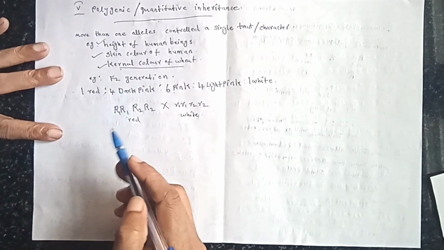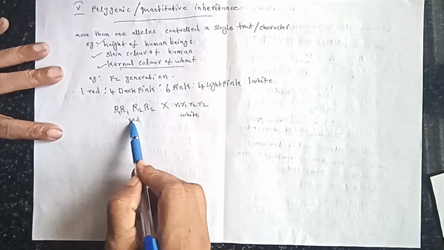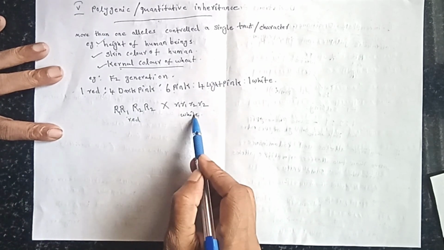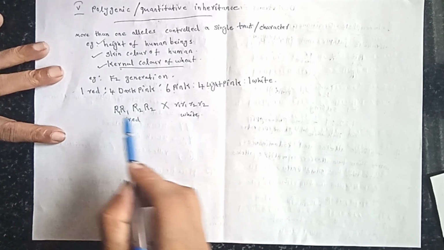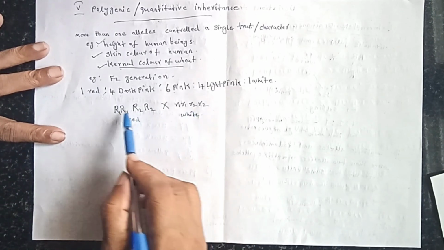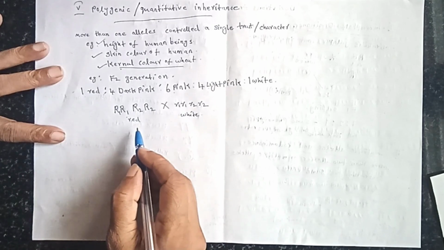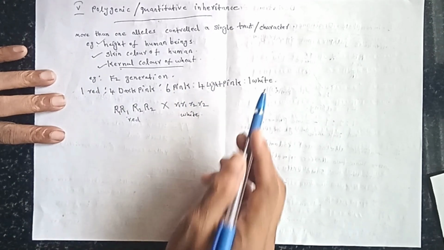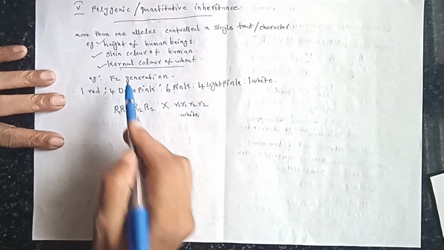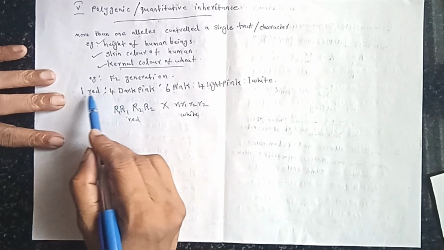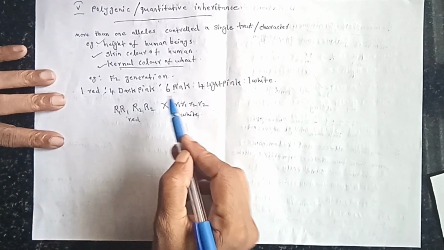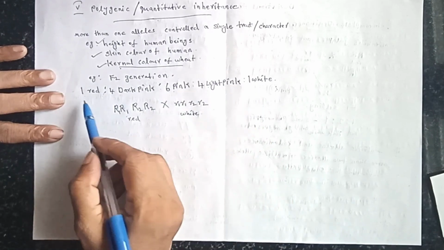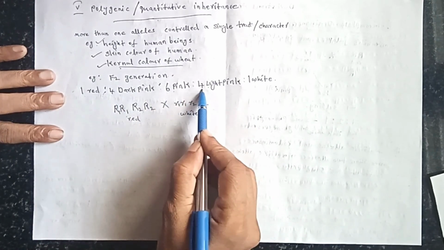Example, if we take the kernel color of wheat, we take red kernel color of wheat crossed with white kernel color of wheat. Here two alleles control each character. We get five different varieties of kernel color in the F2 generation. That is 1 red, 4 dark pink, 6 pink, 4 light pink and 1 white. That is the ratio 1:4:6:4:1.